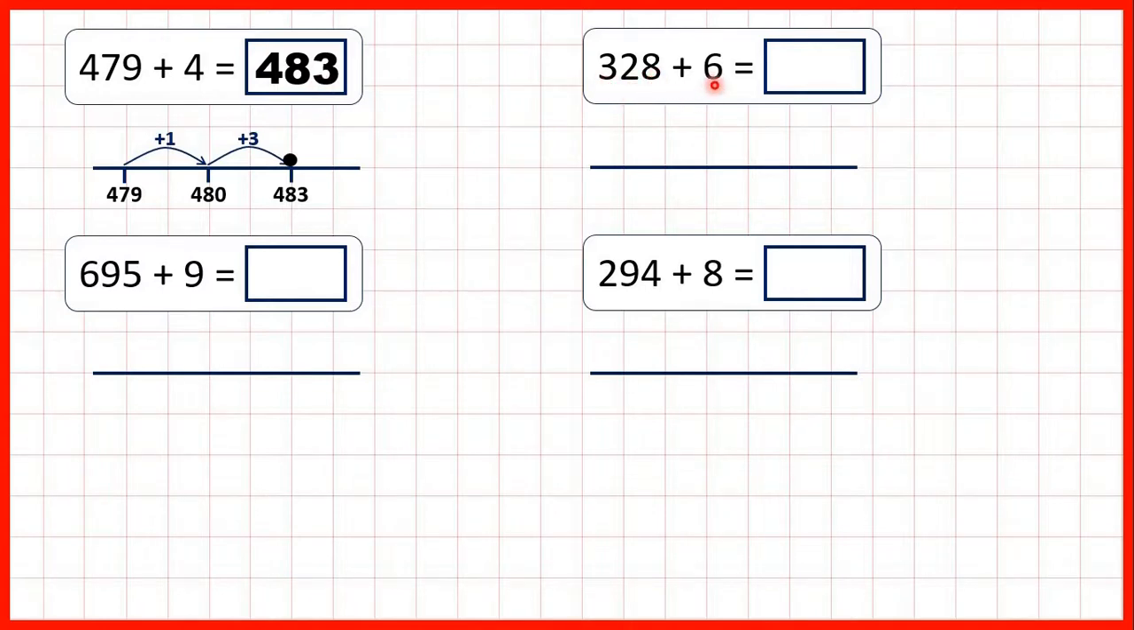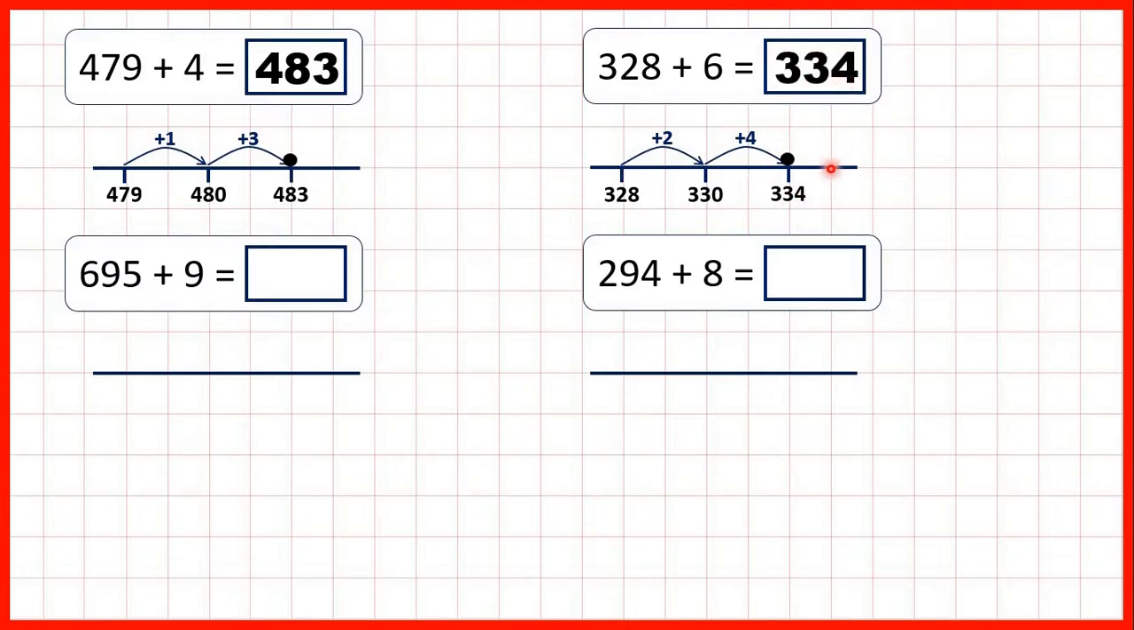Now let's try 328 plus 6. If we start at 328, we can add 2 to get to 330, so get to the next multiple of 10. And then if we want to add 6, we need to add 4 more, because if we add 2 and then add 4, we've added 6 altogether. So 330 plus 4 is 334, so that's our answer.